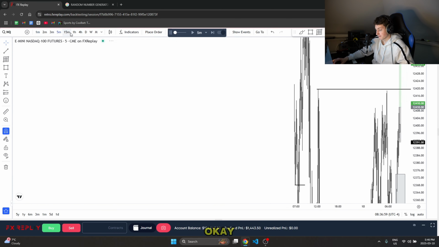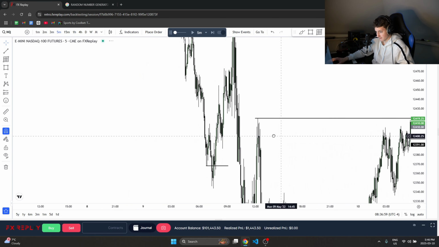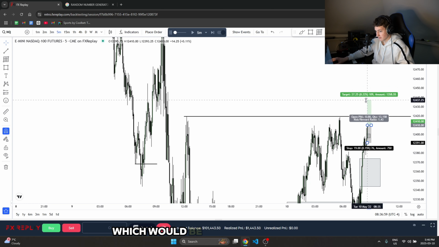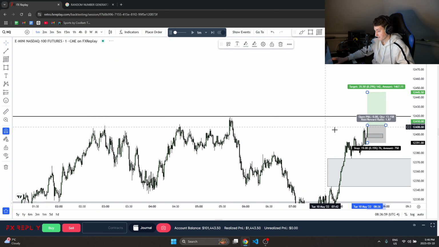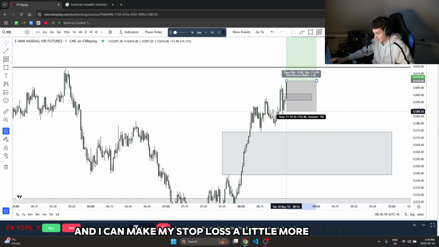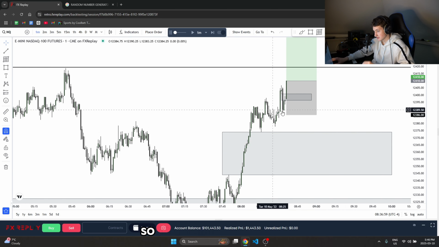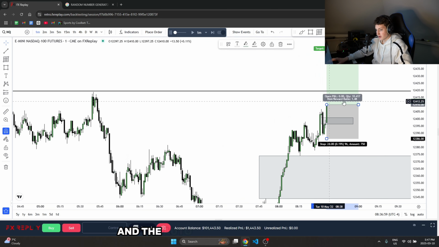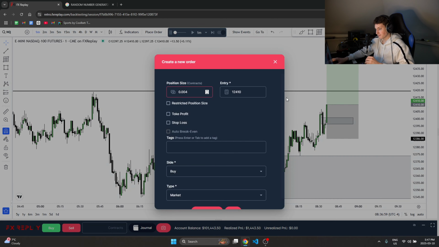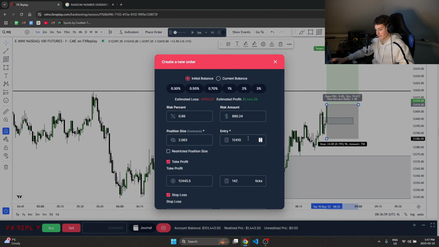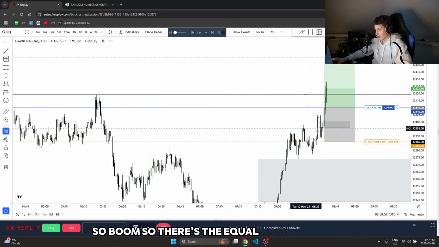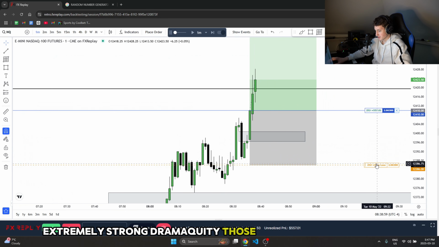But if I zoom out, what can I target? So I have to zoom out and find something reasonable to target, which would be this high right here. I can make my stop loss a little more generous. So something like this, okay, gives the trade room to work. And then the auto break even, I'll just do it manually. So boom, so there's the equal highs, like I said, extremely strong drawn liquidity, those should hit very quickly.